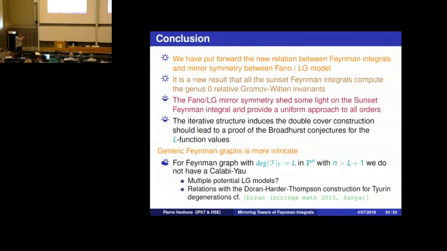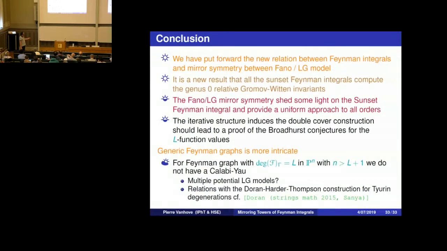And so what's going to happen for a generic Feynman graph? I say for a generic Feynman graph, the Calabi-Yau construction is lost. So one idea is maybe to look at multiple potential Landau-Ginzburg models. Although this is pretty well understood, I have less understanding of the way it works, although physically you want to associate a potential for all kinematical variables. That seems to be a good idea.